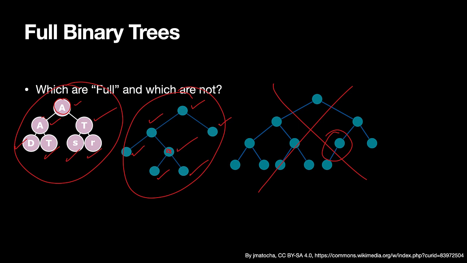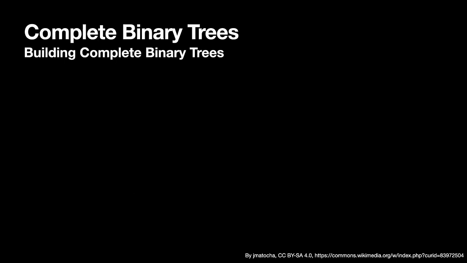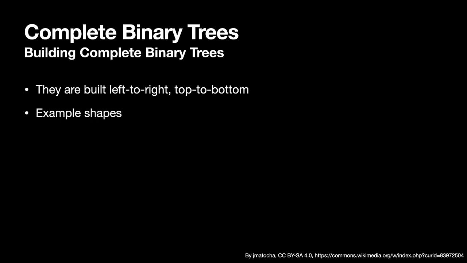Okay, let's go back to the concept of complete binary trees. For the time being, that's going to be slightly more valuable to us. So I want to talk about the idea of building a complete binary tree. Conceptually, they're built from left to right, top to bottom. So I'm going to think about some example shapes for complete binary trees. First of all, what would a binary tree with just 1 node look like? Well, that's simple. It's just a single little circle. So that would be a valid, complete binary tree.